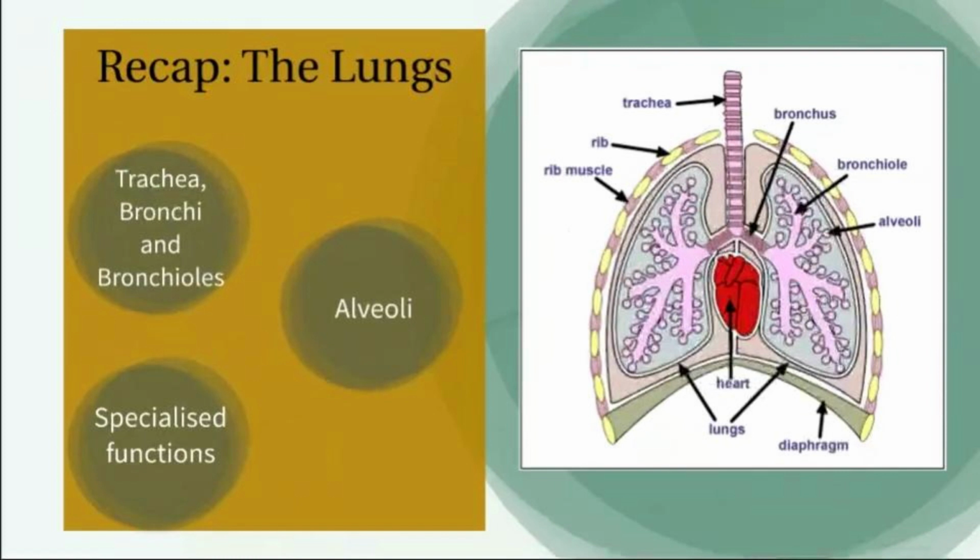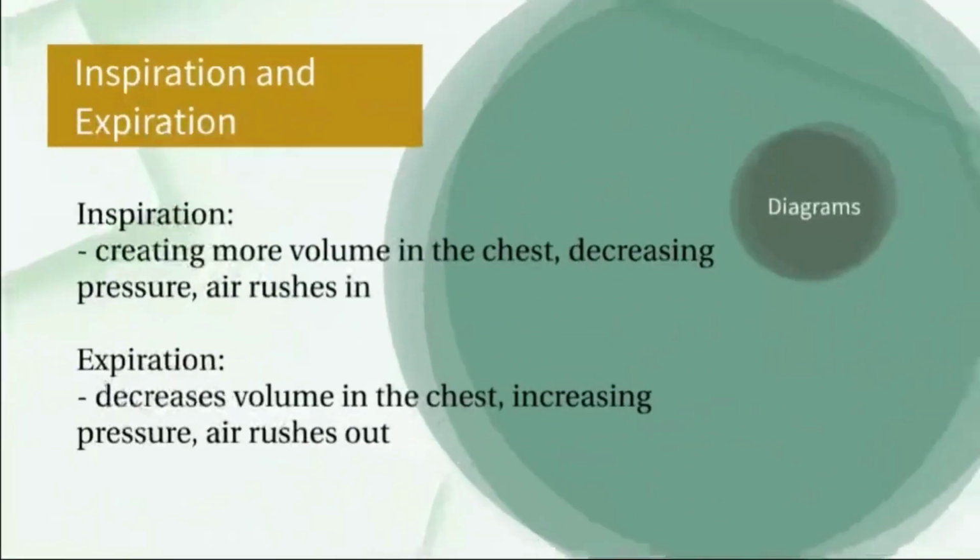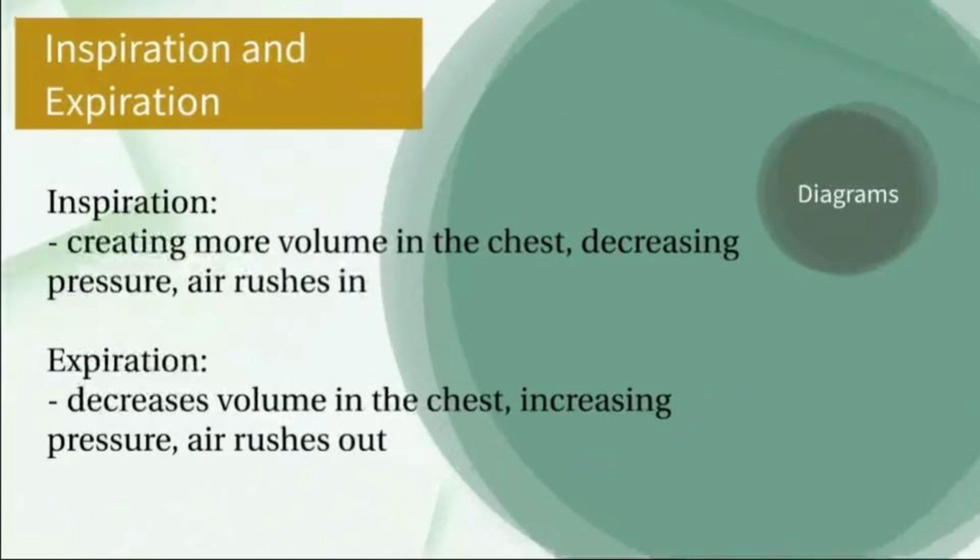What do I mean by ventilation? So I'm specifically referring to the flow of air in and out of the alveoli. So not the gas exchange, just how the air gets in and out. And this is composed of two stages, inspiration and expiration. So inspiration is when you inhale and expiration is when you exhale. And the process occurs with the help of two sets of muscles that I just referred to, the intercostal muscles and the diaphragm.